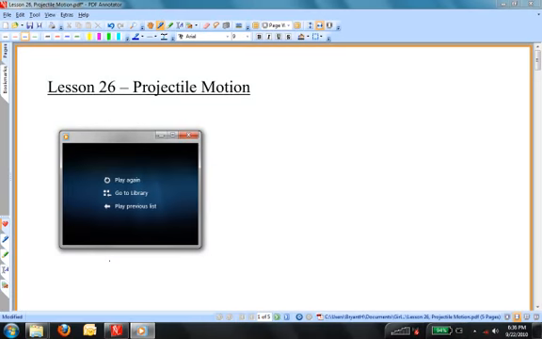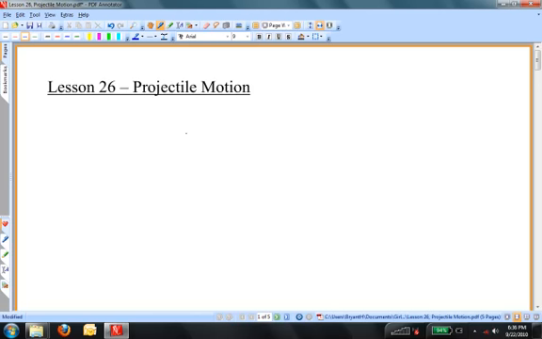So I think that purports to be an example of projectile motion. I happen to think that video was faked, but nevertheless I thought it was kind of entertaining.